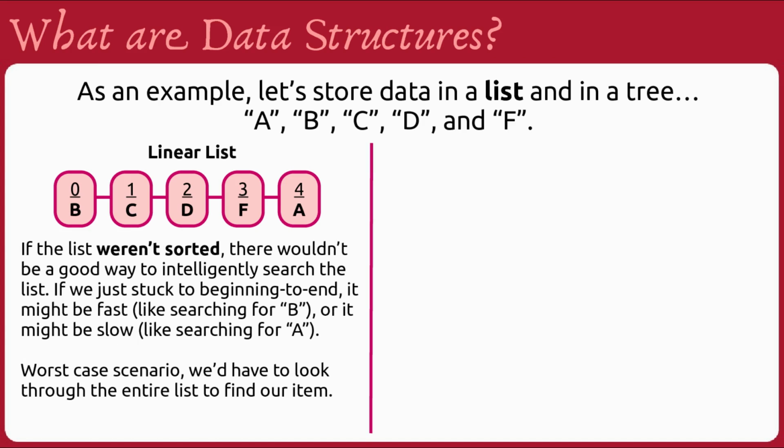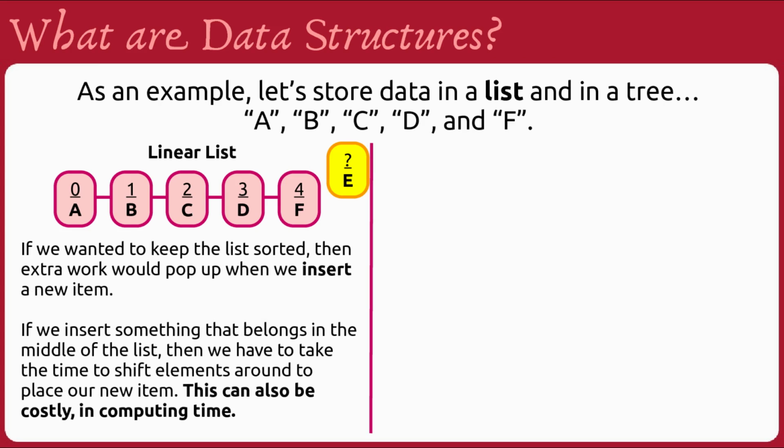But if the list weren't sorted, there wouldn't be a good way to intelligently search the list. If we just stuck to beginning to end, it might be fast, like searching for B, or it might be slow, like if we were searching for A. Worst case scenario, we'd have to look through the entire list to find our item.